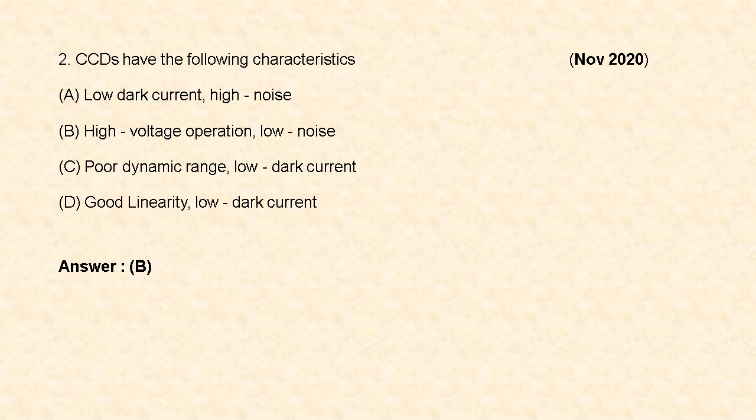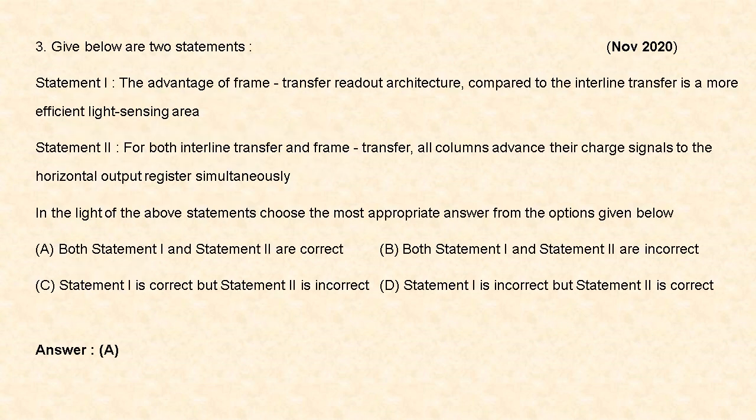Here, if you see, CCDs are capable of holding a large signal in any single pixel, and they also have low read noise and dark current, and they have large dynamic range. They can operate at high voltage. So, high voltage operation, low noise. Option B is correct. Third question. This question was also asked in November 2020.